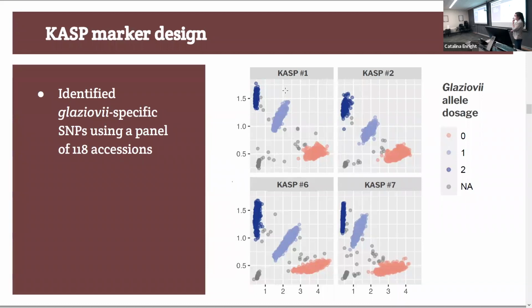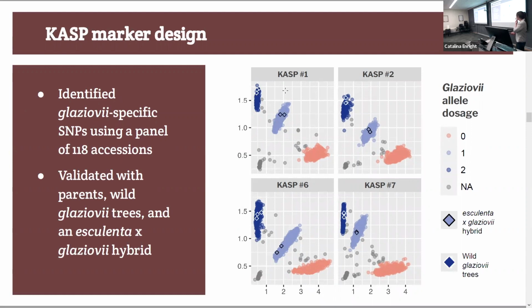To screen many individuals in a cost-effective way, we used a panel of 10 KASP markers. KASP markers have competitive primers that bind to a biallelic SNP. For this panel, I chose glaziovii-specific SNPs that I identified from a panel of 118 accessions from cassava HapMap2 that either had the introgression or lacked it, and identified 10 of these SNPs across the introgression, spaced about 1 megabase pair apart.